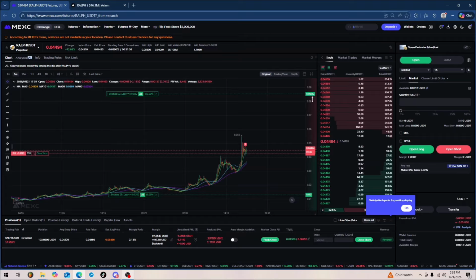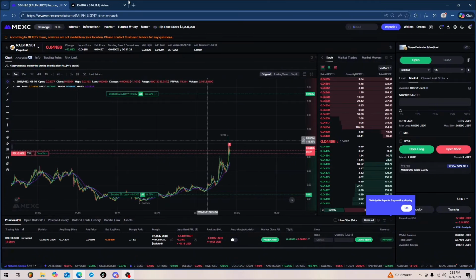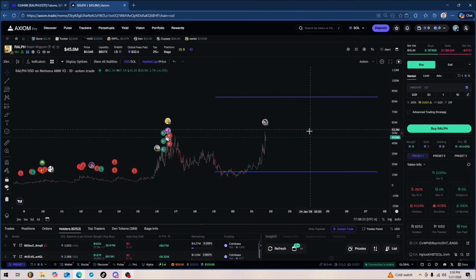We have the stop loss all the way up here at 85 mil, which is the market cap that we would be liquidated at, and we have the take profit down here at 13 mil. So why did I choose Ralph? Let's take a look real quick.